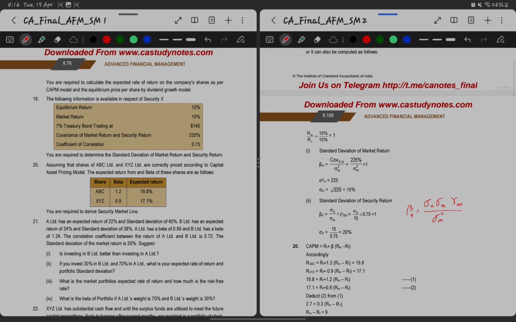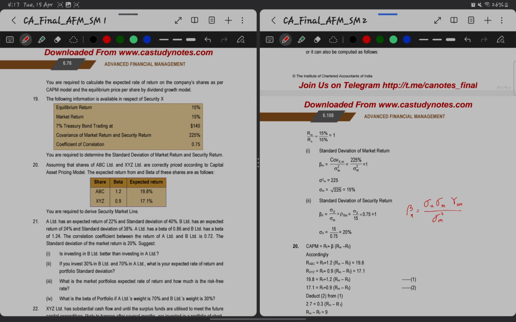Covariance of market return and security return is 225% and coefficient of correlation is 0.75. This coefficient of correlation is with the market return. You are required to determine the standard deviation of market return and security return.